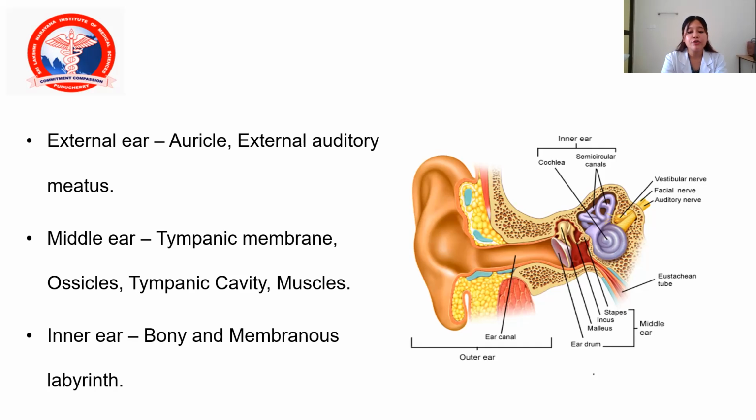So till now what we have seen, the external ear consists of the auricle and external auditory meatus. Starting from the tympanic membrane or the eardrum, then the ear ossicles, malleus, incus, and stapes, the associated muscles tensor tympani and the stapedius, along with the cavity in the middle ear, that is the tympanic cavity, these are the components of the middle ear. And the inner ear consists of bony and membranous labyrinth.